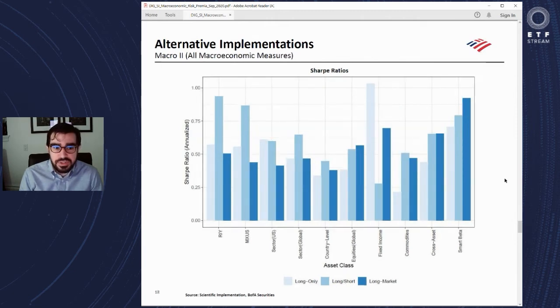Similar results are observed for the case where we include all macroeconomic measures. Now, we wanted to dig a little bit deeper, and for that reason, I'm going to focus a little bit more on the cross-asset aspect of this implementation.